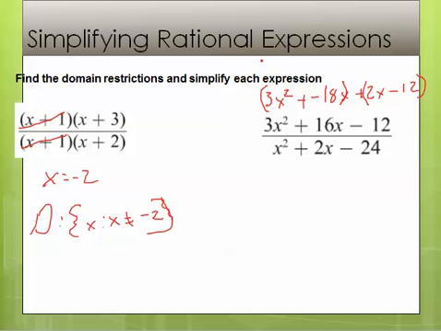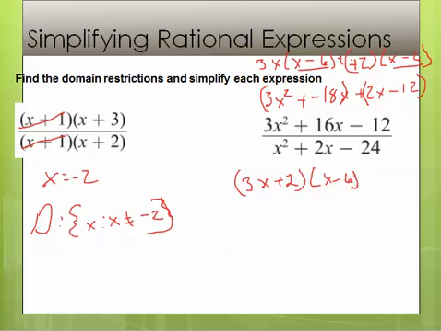And what do I get here? I'm going to pull a 3x out of this one, and it's going to leave me with an x minus 6. And I'm going to pull a positive 2 out of this one, and it's going to leave me with an x minus 6. Well, x minus 6 is common to both of these, so what are my two factors for my numerator? It's going to be 3x plus 2 and x minus 6.